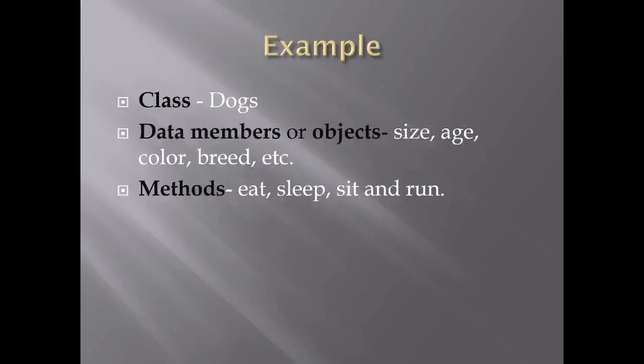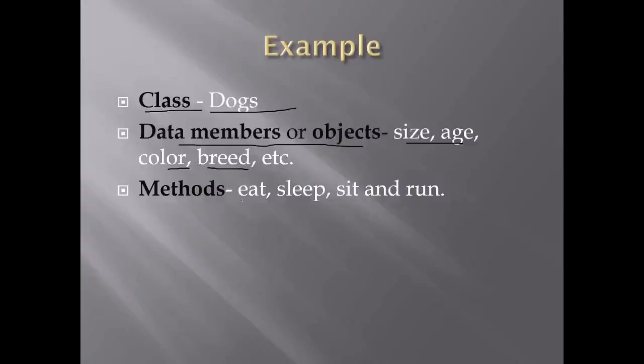Now you'll understand the difference between the class and objects with an example. See now, what is the class name? Dogs. So our class name is dog. So what are the data members of this, or we also call them properties? That is size, age, color and breed of a dog. So these properties we need to form the class dog.